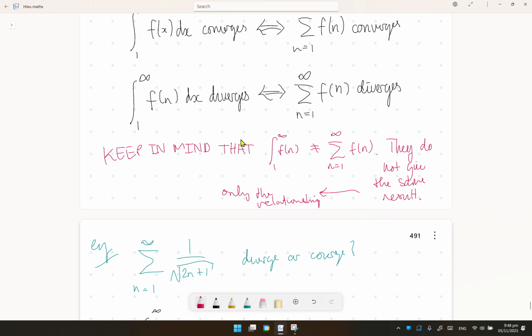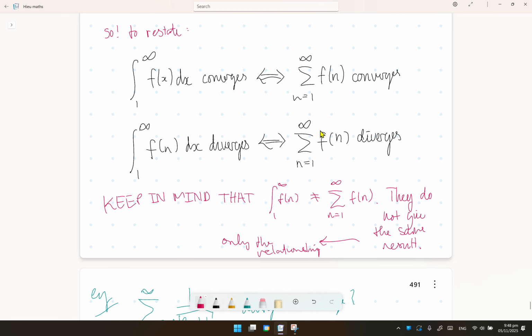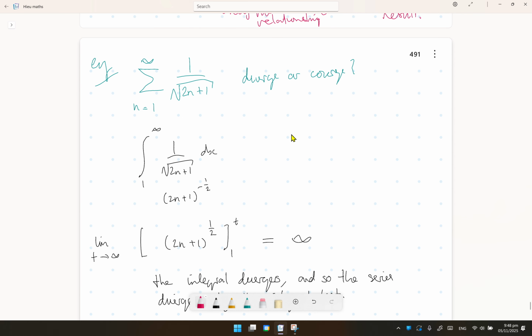But keep in mind, if it's convergent and you get a value from f(x), right? You do this and you find that the limit is equal to 2. That does not mean the series is equal to 2. It does not give the same answers. It just gives the relationship. Okay, so let's look through a few examples we did.